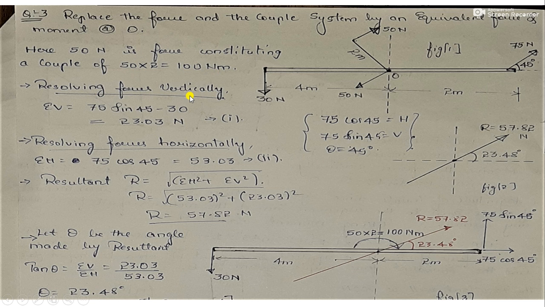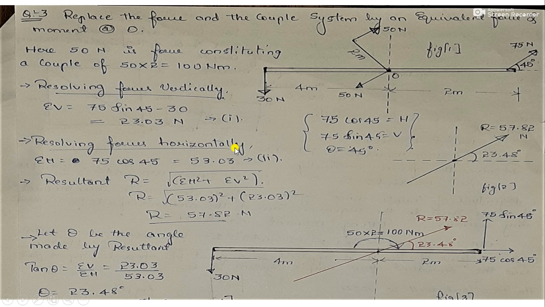Resolving forces vertically now. Before that, there is an inclined force of 75 which is making an angle of 45 degrees with the horizontal. So when you resolve this, you will have 75 sine 45 and 75 cos 45. This is making an angle theta, that is 45 degrees with the horizontal, hence the vertical component will be sine, and the horizontal component will be cos. That is what I have written here also.